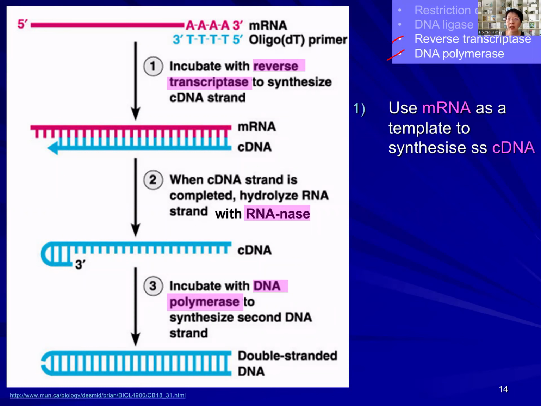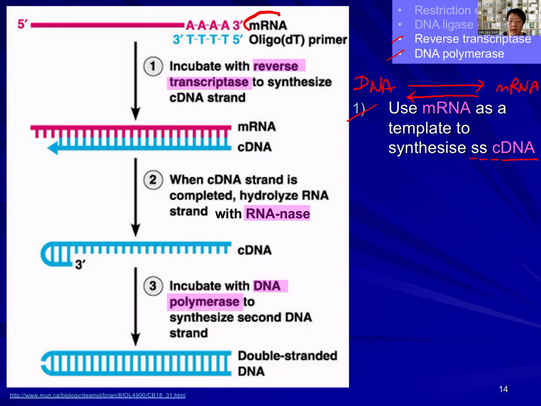Now, reverse transcriptase catalyzes the process called reverse transcription, right? So if transcription is DNA to mRNA, reverse transcription should be reverse in direction. That means it is converting mRNA to DNA. So that's called reverse transcription. If we use reverse transcriptase, we are using mRNA as a template to synthesize the single-stranded complementary DNA. So let's look at the diagram.